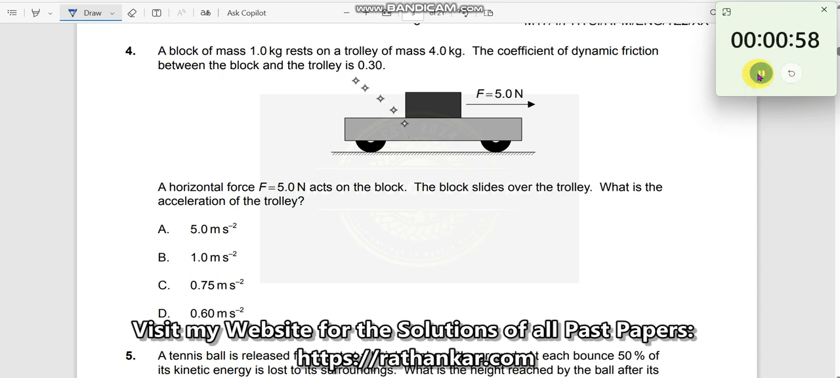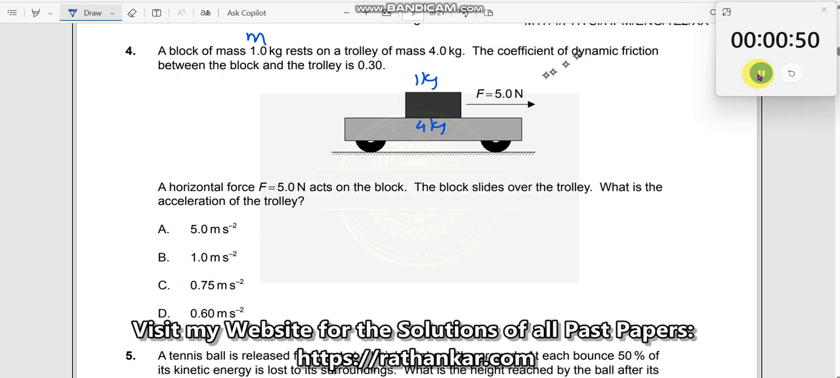Question number 4. A block of mass 1 kg, so this is your 1 kg, rests on a trolley of mass 4 kg. This is your 4 kg. The coefficient of dynamic friction between the block and the trolley is 0.3. Here it is 0.3. A horizontal force of 5 Newton acts on the block. The block slides over the trolley. Is this true? Okay, let us find out.